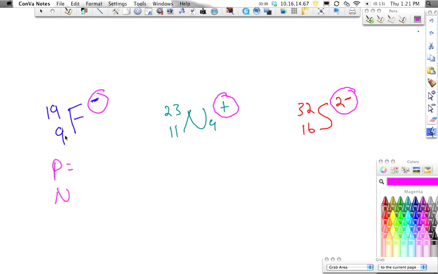Protons again are going to be our atomic number, which is 9. Our neutrons are still the same. It's 19 minus 9, which is 10. But to find our electrons, we have to do something a little bit different, a little extra.